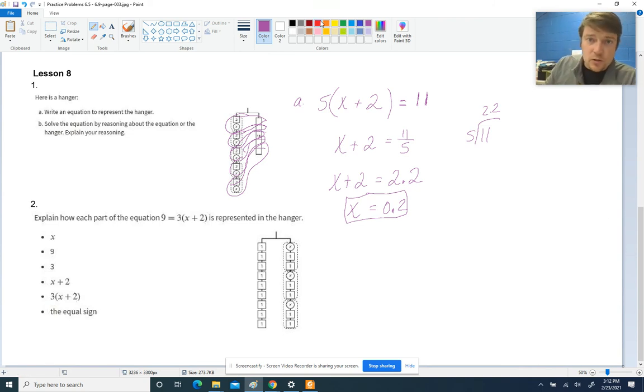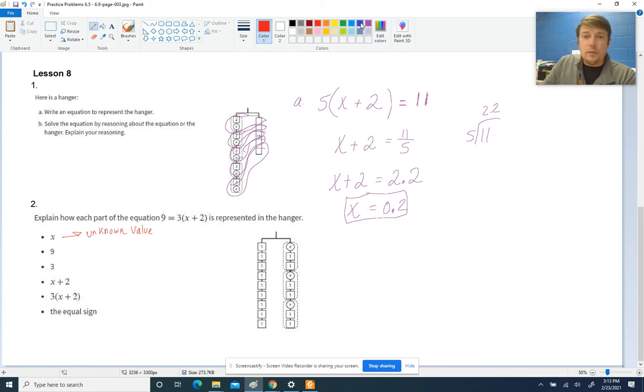Last one for this page. You have to explain how each part of this equation is represented by this hanger. Okay, so we just got to write some words here. The x in the hanger and in the equation represents the unknown value. Okay, as always for variables. All right, it represents the part that we don't know. It's the unknown value.